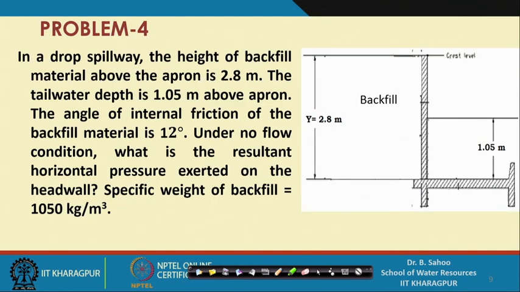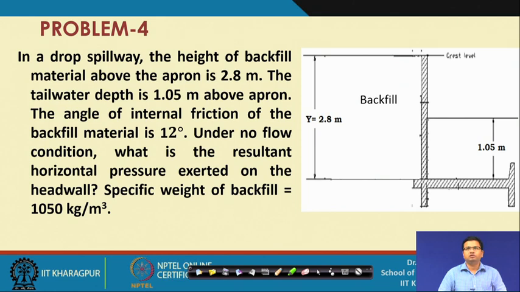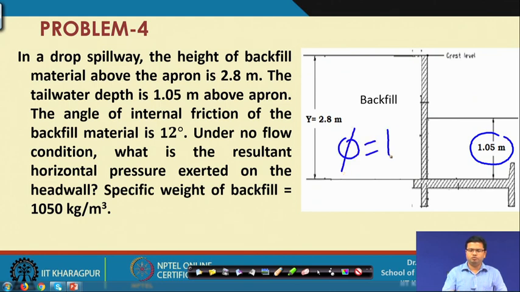So, this is another typical problem. In a drop spillway, the height of backfill material above the apron is 2.8 meter. You can see from this figure, the height of backfill material is given as 2.8 meter, that is equal to y. The tailwater depth is 1.05 meter. You can see from this figure, the tailwater depth is given as 1.05 meter above the apron. The angle of internal friction of the backfill material is 12 degrees. So, that means for the backfill material, phi equal to 12 degree. Under no flow condition, what is the resultant horizontal pressure exerted on the head wall? Specific weight of backfill is 1050 kg per meter cube.